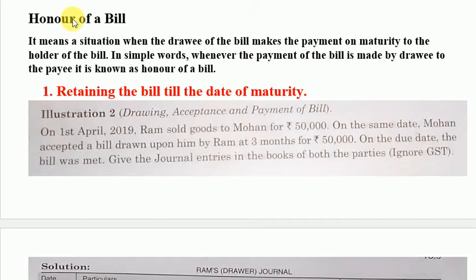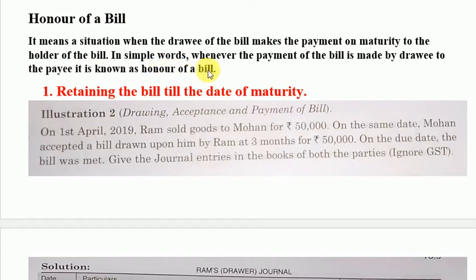Good morning, children. In today's class, we are going to see what is honor of a bill, its meaning, and then the accounting treatment under the various cases for honor of a bill. So let us first understand what is the meaning of this word honor of a bill. It means a situation when the drawee of the bill makes the payment on maturity to the holder of the bill. In simple words, whenever the payment of the bill is made by drawee to the payee, it is known as honor of a bill.